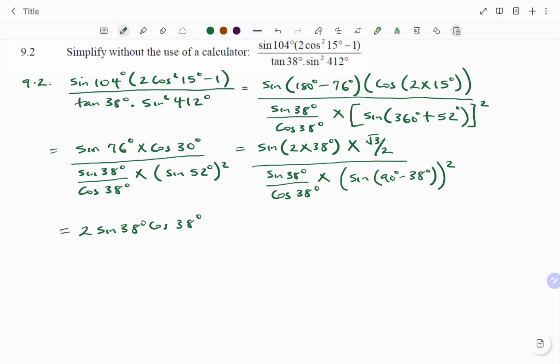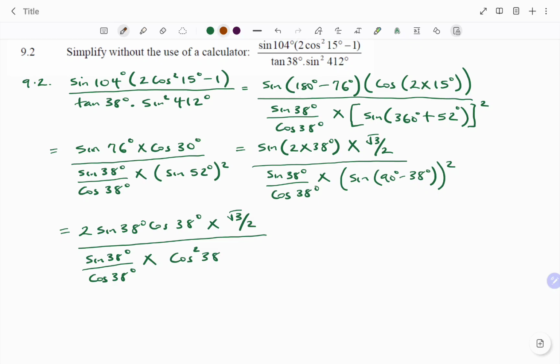cos 38 degrees times root 3 over 2 divided by, I still have my sine 38 degrees divided by cosine of 38 degrees times, now I'm going to work with what I have in the bracket, that's sine of 90 minus 38. Using my cofunction, that's going to be cosine of 38, and because it's squared, that's going to be cos 38 degrees all squared.